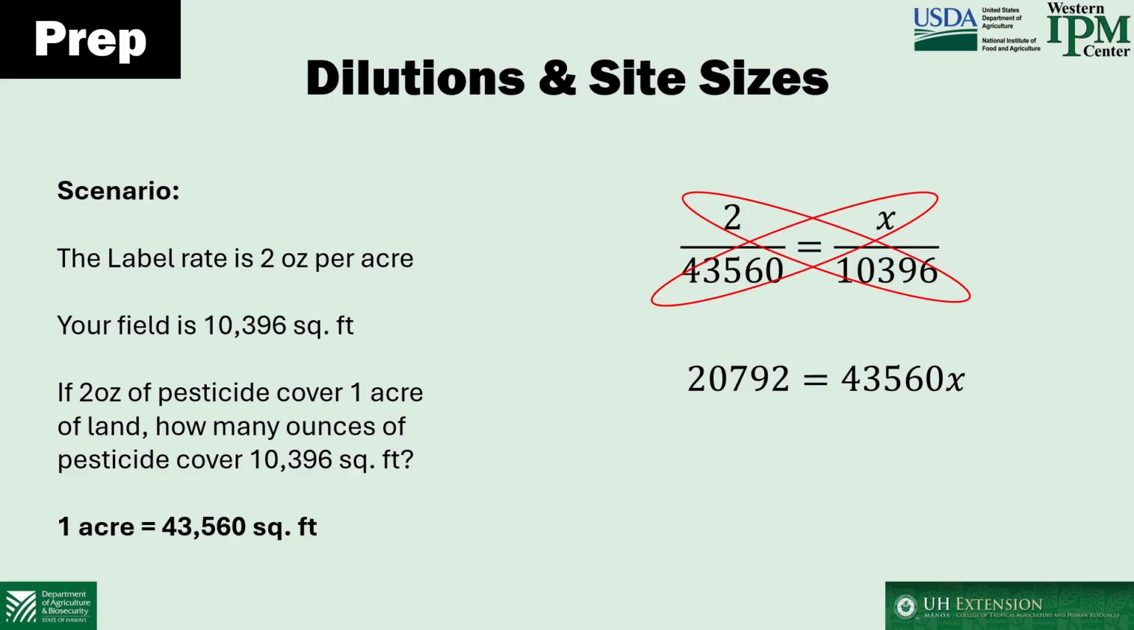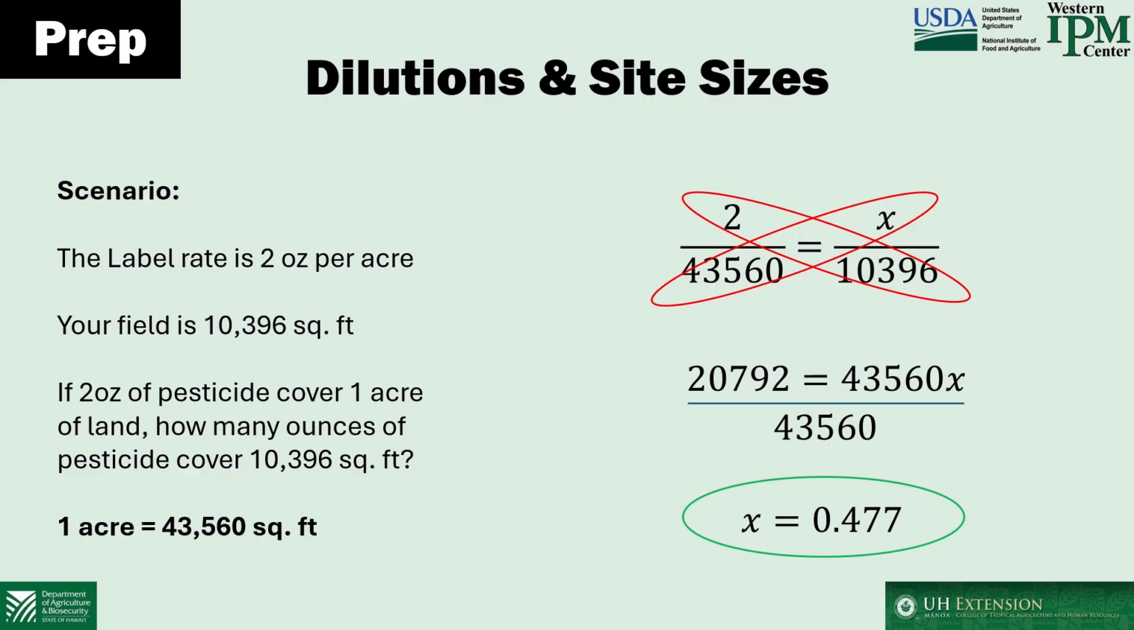If you're gonna take the test, remember cross multiplication. Okay, you're gonna have one that you don't know, and the rest you know. Okay, and then we divide by. We want to get x alone, right? So we divide by 43560, and then we get 0.477 ounces to cover our field, or what it doesn't specifically say field, but whatever, lawn, whatever we want this time.